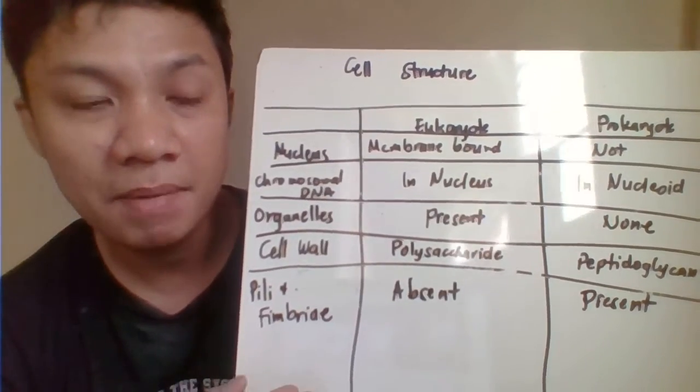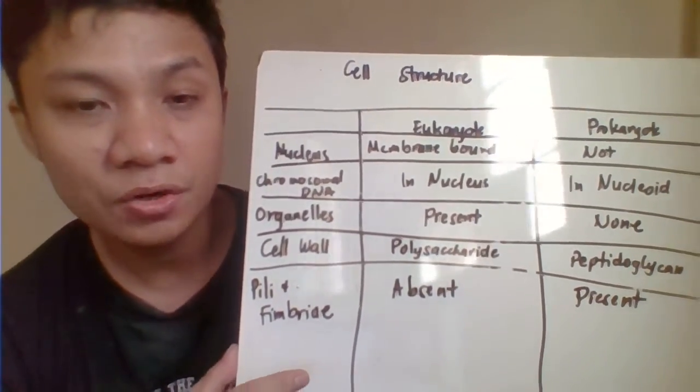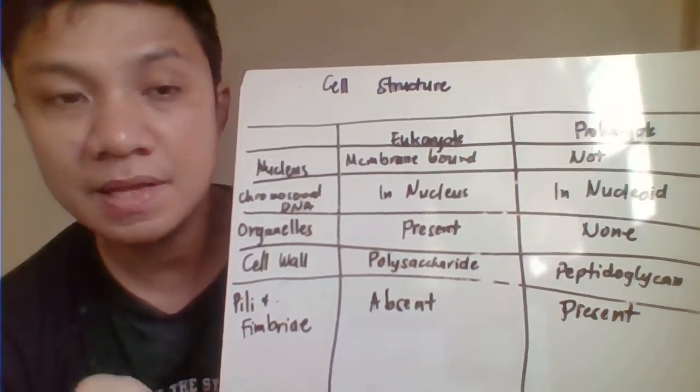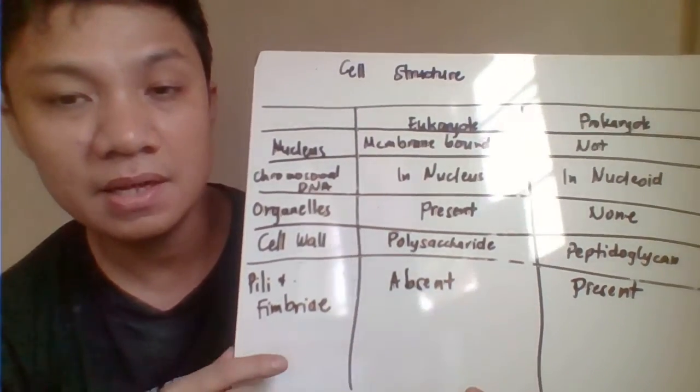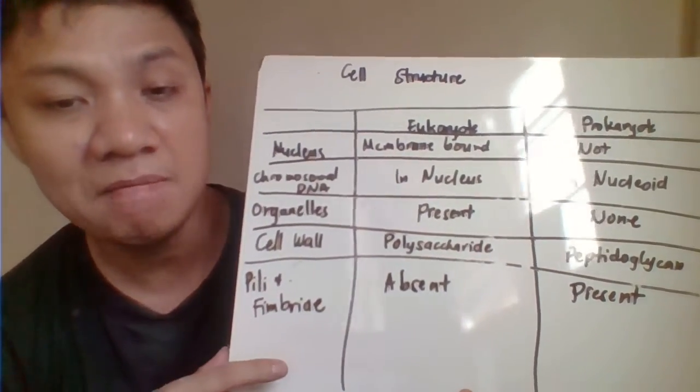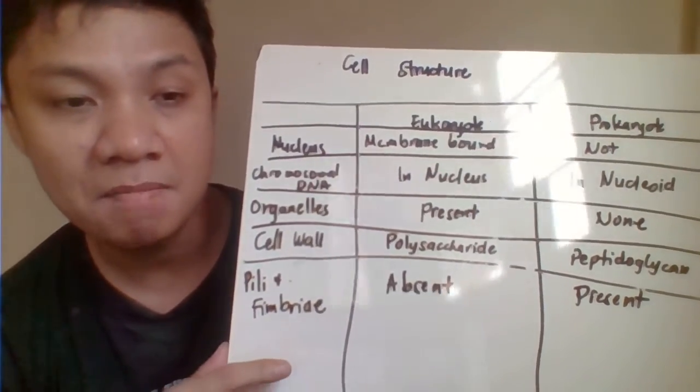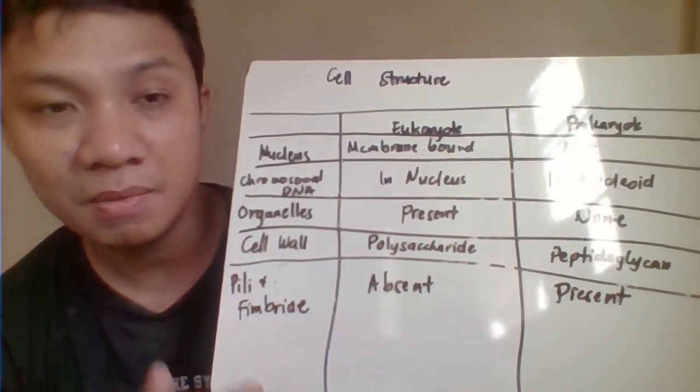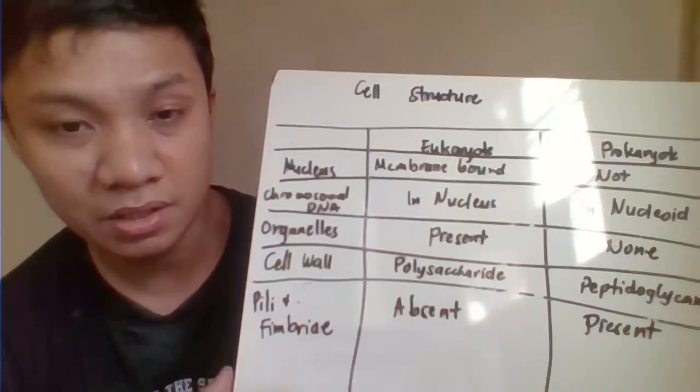Cell structure, appendages, or extension. So makikita mo yung mga extension ng kanyang cell membrane. Like in the case of your pili and your fimbriae, that could only be found here among the prokaryotic organisms or bacteria, but not in your eukaryotic organisms.